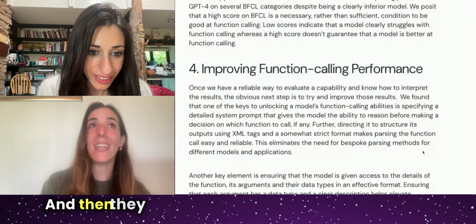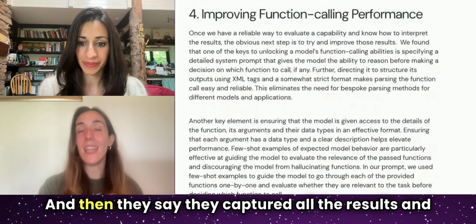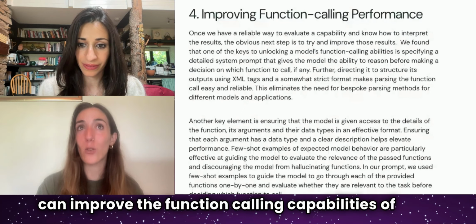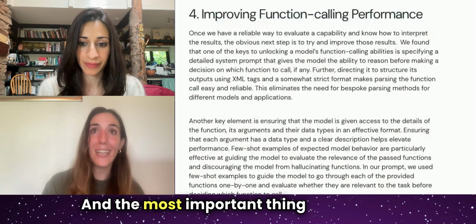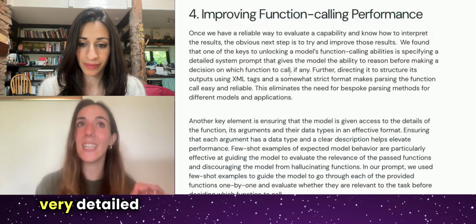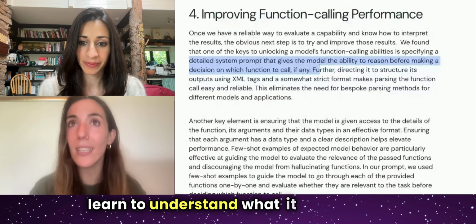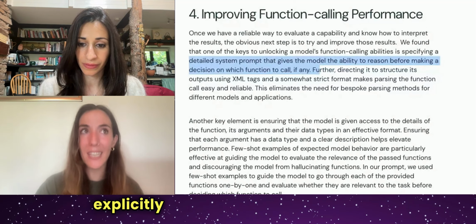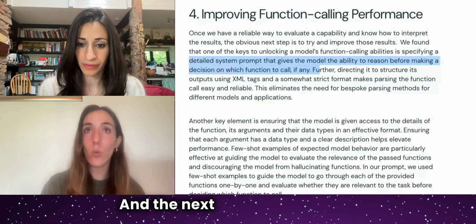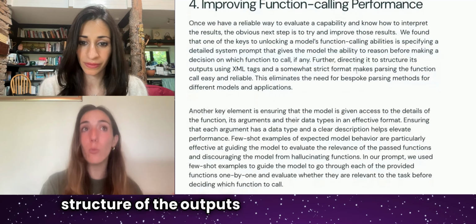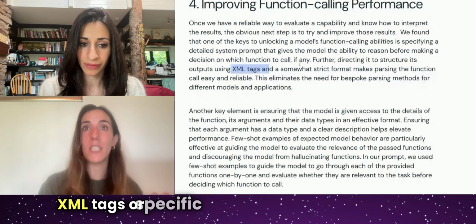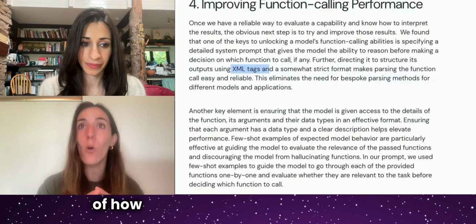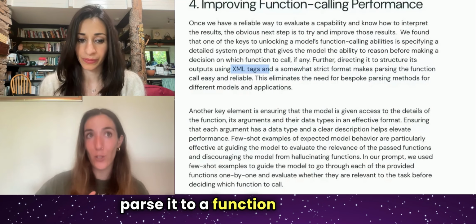Oh. Yeah. And then they say they captured all the results, and they provide some points to take across so that you can improve the function calling capabilities of LLMs. And the most important thing is to have a very detailed system prompt that gives the ability to the LLM to understand what it needs to do. And you don't pass it through the context, but in the system prompt, explain explicitly what the model needs to do. And the next one is to direct the structure of the output we want using specific XML tags or specific JSON formats and etc. Actually, make sure you have a very strict format of how to create the output so that you parse it to a function call.